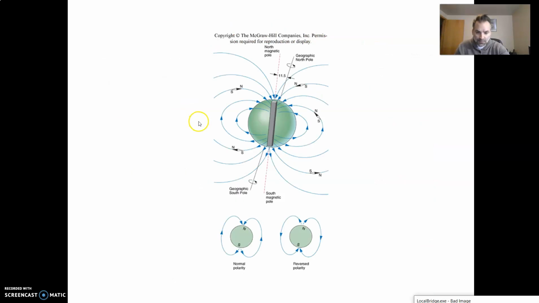And here's just showing again the magnetic field. Right now it's coming from the south to the North Pole, but I guess we are due for a reversed polarity.